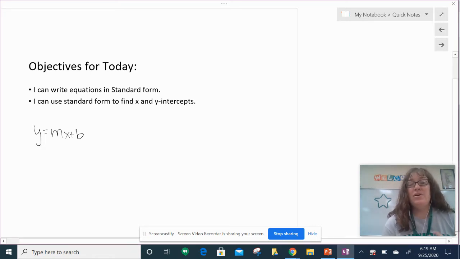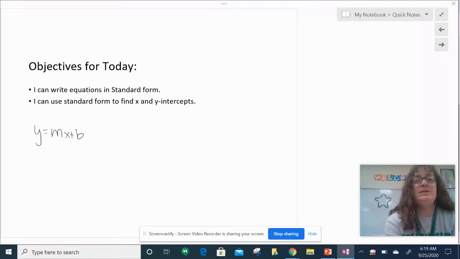However, this is kind of our standard form that we go back to, the one that we like. And so even when we use these other forms, point slope and standard form, oftentimes we algebraically manipulate those equations to get it back to slope-intercept form.